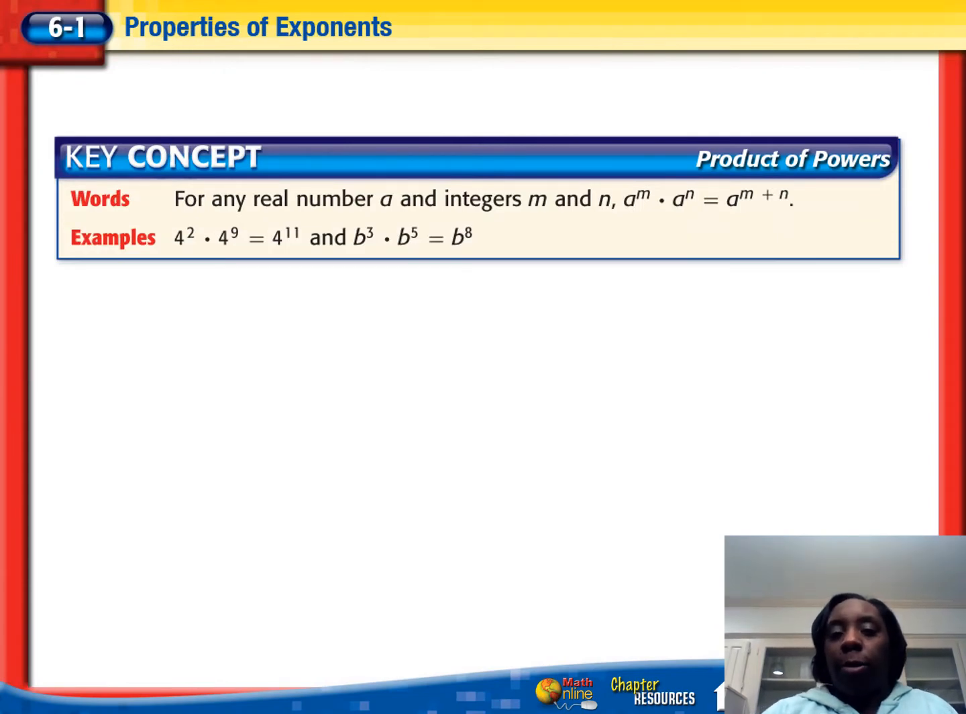So first is the property, the product of powers. That means when I multiply two variables or two numbers together and they have exponents with them, I'm really multiplying that number out. So b to the third times b to the fifth is b to the eighth, because that's 3 b's, b times b, and 5 b's, which makes b to the eighth.